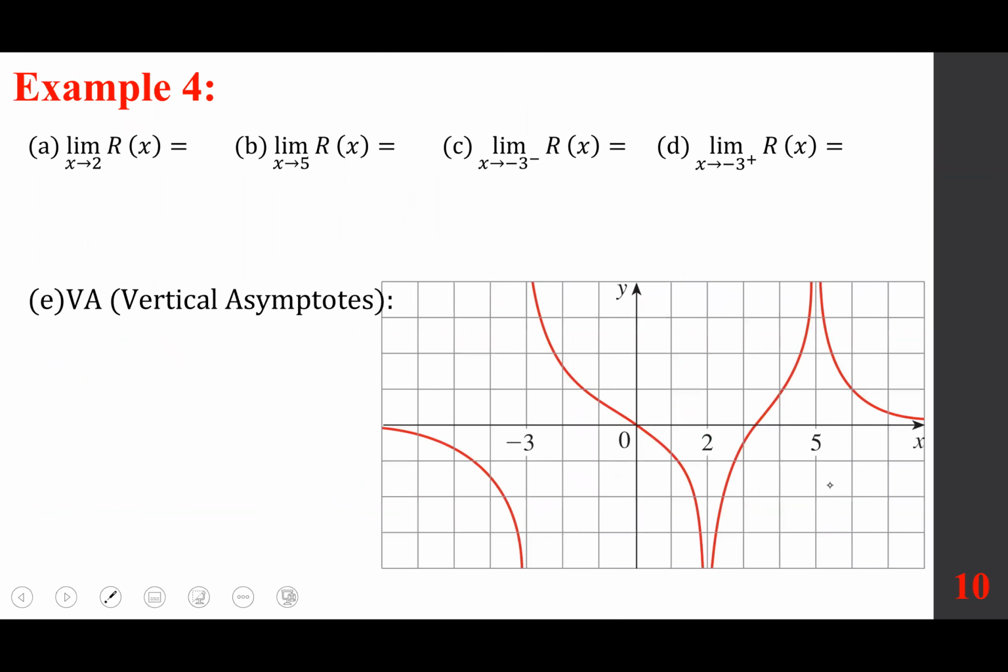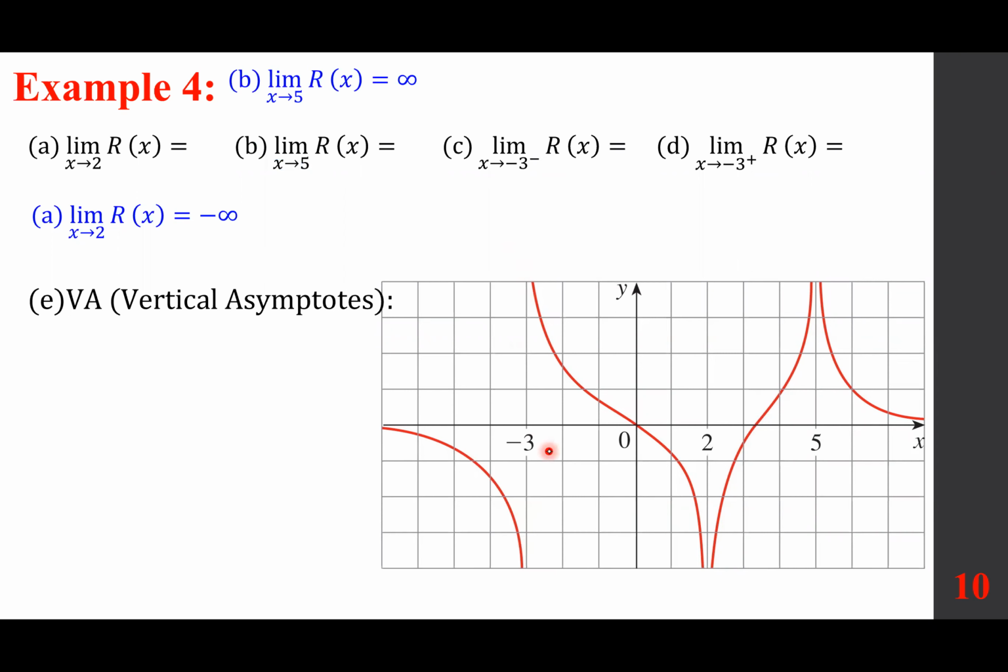How about the graph? We are going to look at the limit of the function as x approaches various numbers. Let's go with 2. Take a look at the graph. On both sides of 2, this goes down to what? Negative infinity. Beautiful. What about number 5? Both sides of number 5? Positive infinity. Perfect.